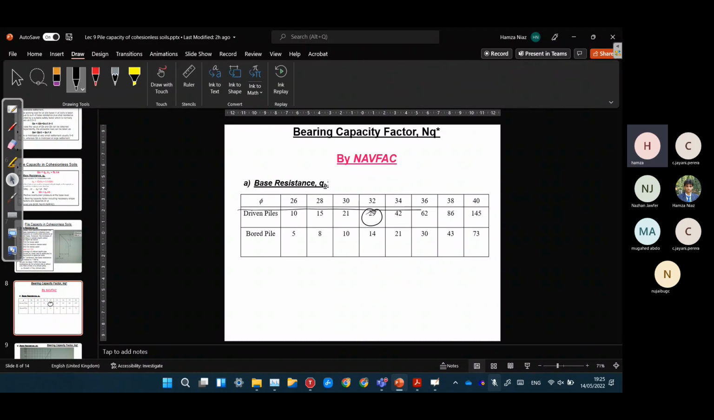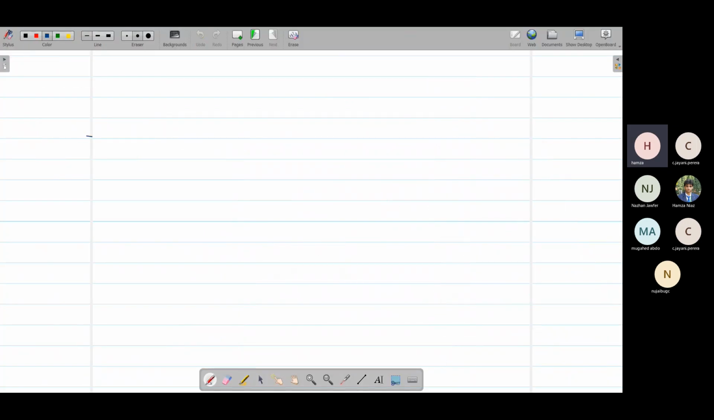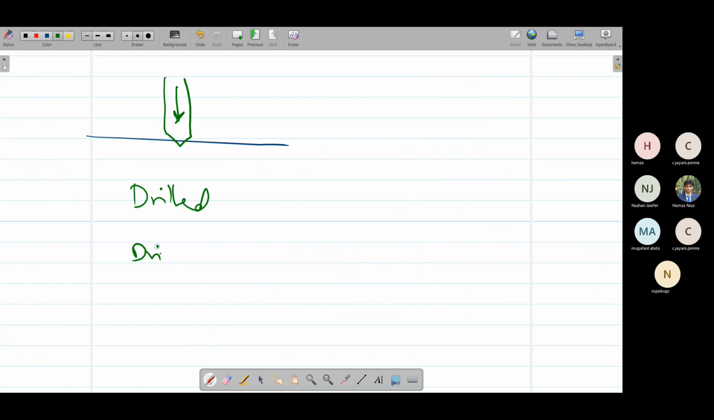There are two types of pile, driven piles and bored piles. If I draw this, for example, if this is a strata, this is soil. If you drive a ready-made pile through this strata like this, we'll call this pile drilled or driven. We have already constructed a pile, and we are driving it through sand or clay or whatever. So this we'll call a drilled or driven pile.